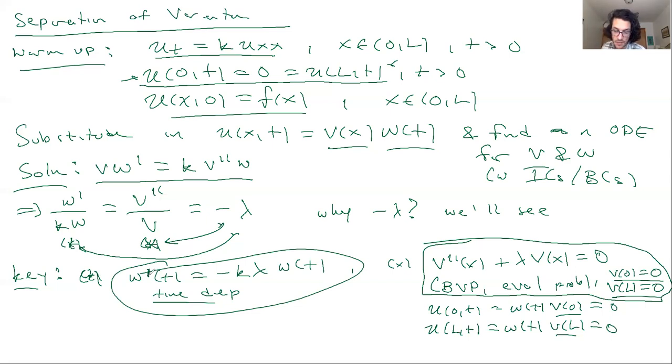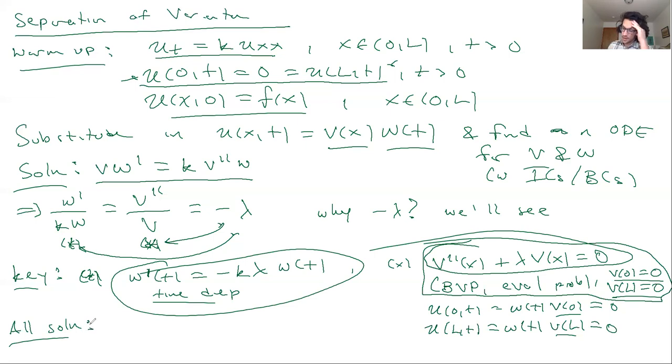So what are my solutions? Well, this is just a standard second-order differential equation, okay? I won't go through the steps of solving it. You can look that up in your ODE textbook. But essentially, this should have solutions that look like V is equal to C1 cosine of square root of lambda x plus C2 sine of square root of lambda x, okay?